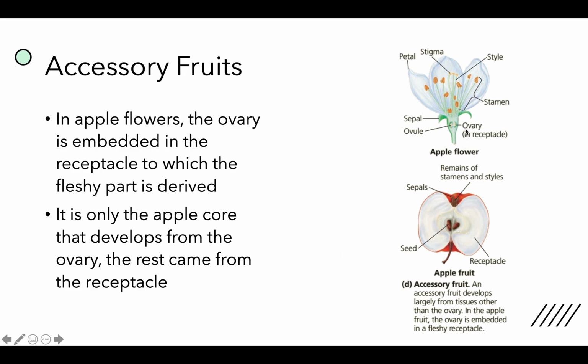In apple flowers, the ovary is embedded in the receptacle, from which the fleshy part is derived. The receptacle is the stalk that joins all other parts of the flower. It is only the apple core that develops from the ovary while the rest came from the receptacle. Because the ovary is situated inside the receptacle instead of above it, the fruit that will be developed will also be composed of the tissues that make up the receptacle. Hence, the fleshy part of pomes develops from the fused receptacle and the ovary wall.